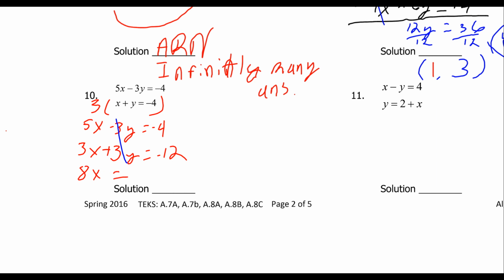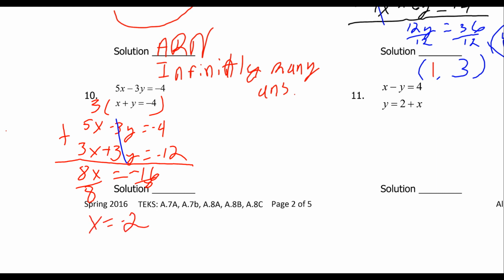Check it with your calculator. If all else fails, use your calculator. Negative 4 plus negative 12 is going to be negative 16. Don't lose your signs. It will destroy your grade. Divide by 8. Divide by 8. X winds up equaling negative 2.